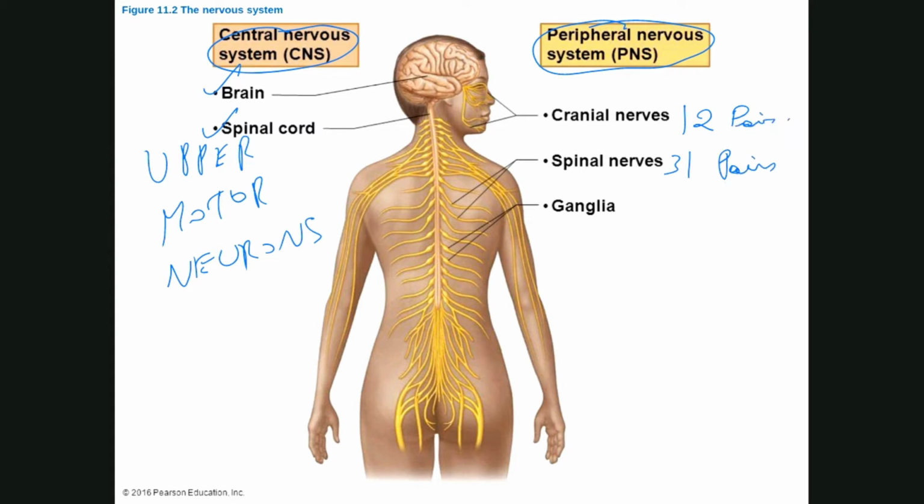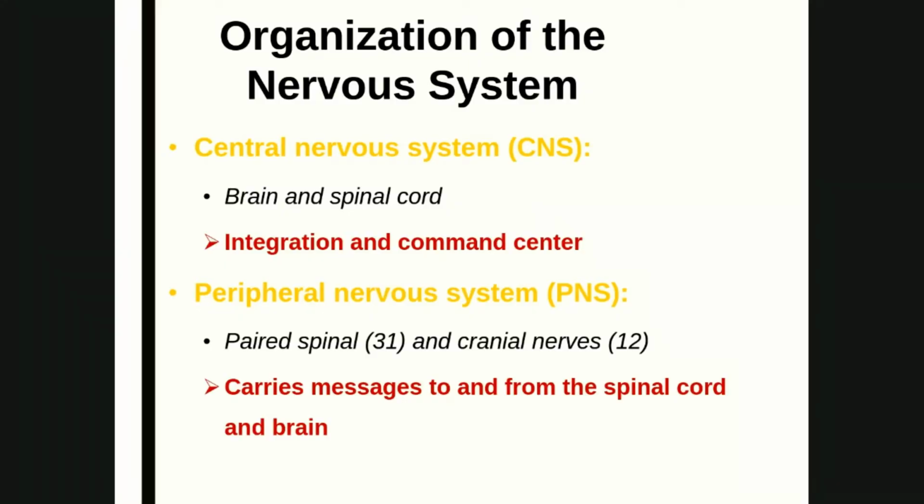Okay, so ganglia, I will tell you what is ganglia when I teach it on. So you have 12 pairs of cranial nerves and 31 pairs of spinal nerves. In these cranial nerves and spinal nerves, there is something called autonomic nervous system. So this is what your whole nervous system is made of: central nervous system as well as the peripheral nervous system.